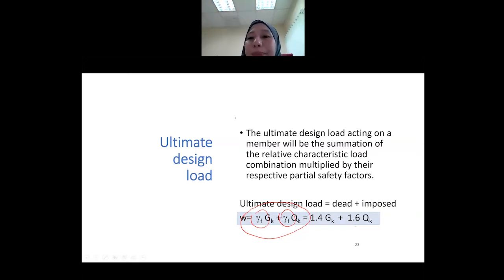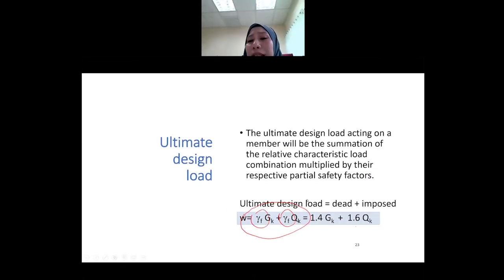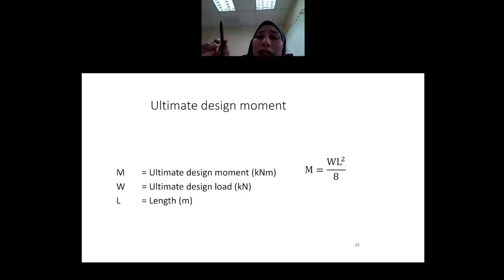Alright. So formula ni pun akan we going to be use it repetitively sebab dalam kebanyakan semua design kita akan pakai this formula. So I rasa you akan ingat lah. Memang dalam kepala je. Alright. And the next formula we're going to see is the ultimate design moment. So bila you dah dapat dia punya force ataupun ultimate design load, so maksudnya load ni adalah force lah kan. So kita dah ada the force which is the load lah. Okay. So we need to find the moment.